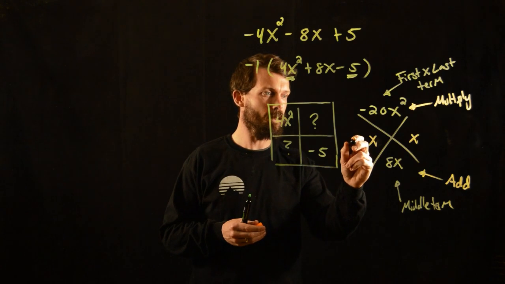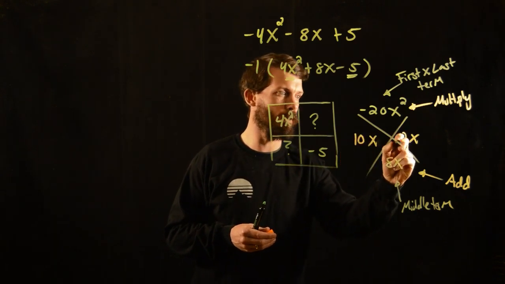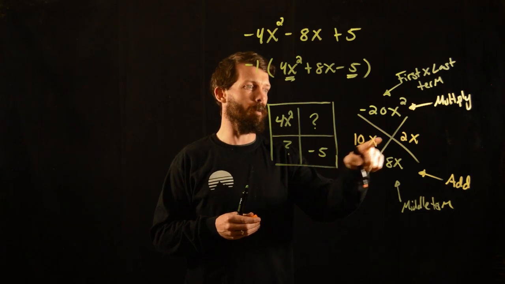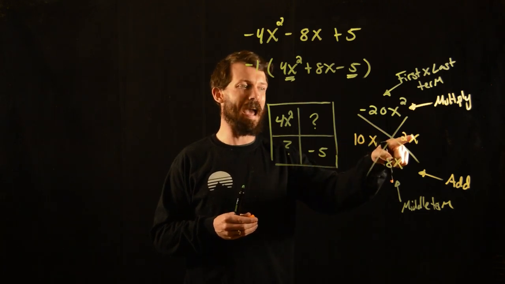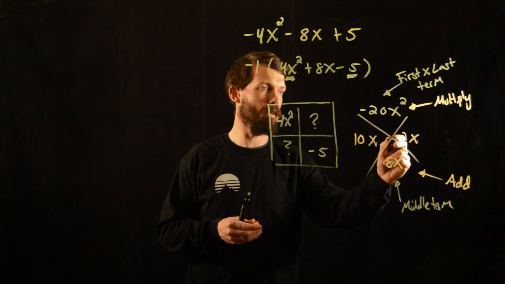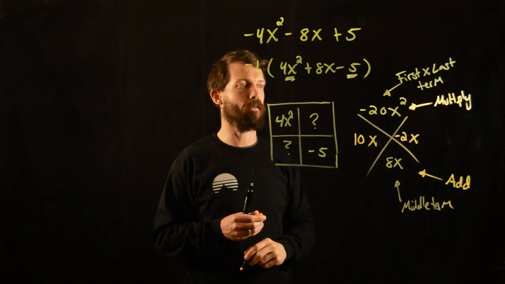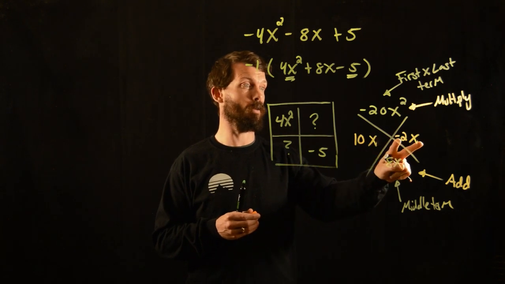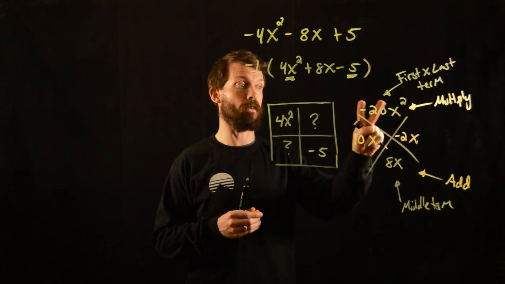Now, in my head I'm thinking 10 and 2 will definitely give me 20, but I have to make sure it's negative. If I make one of these negative, but when I add them together it has to be a positive, that means this would have to be -2x. So if you think about it, just check it. 10x times -2x is -20x squared, so it fits that criteria.